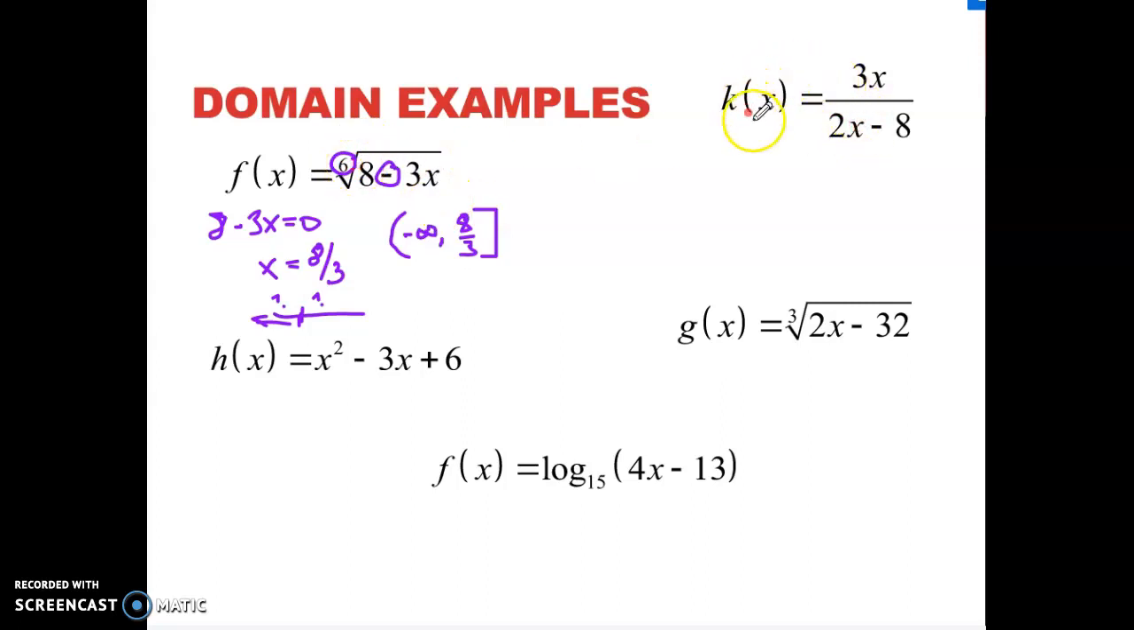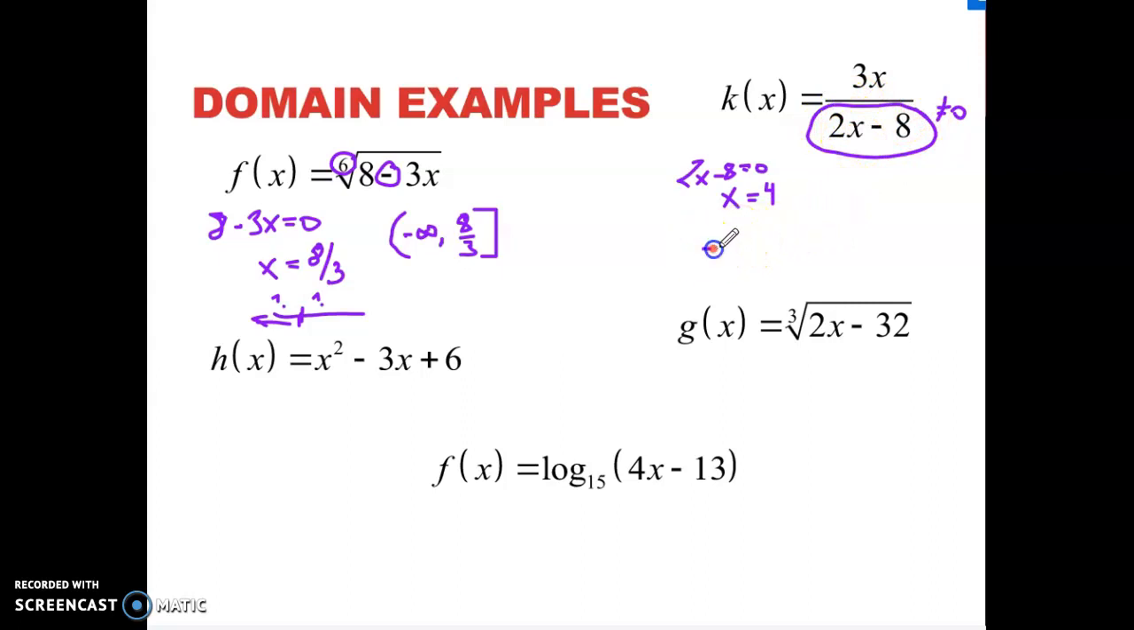Now, when I'm looking over here at the k function, I want to start off thinking, okay, I could use everybody, but I'm noticing this fraction, and so this cannot be equal to 0. That's the one thing. We can be positive or negative, that's okay, just can't be 0. So take that off to the side. I set that up equal to 0, bring the 8 over and then divide by 2. I think I'm going to get 4. So x equals 4 is a bad number for us because that's going to make 0 in the denominator.